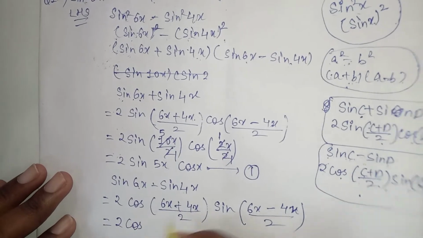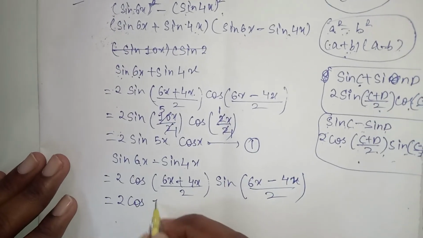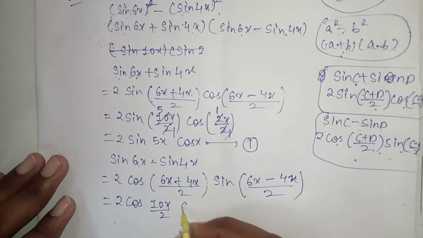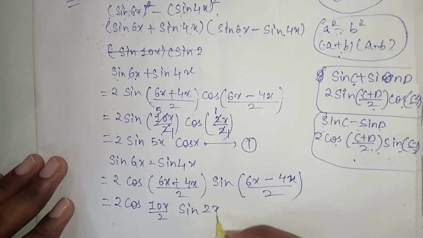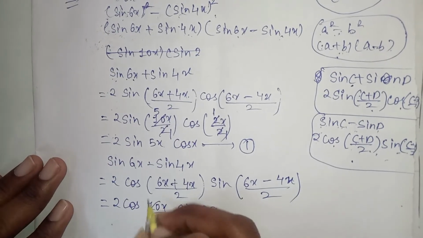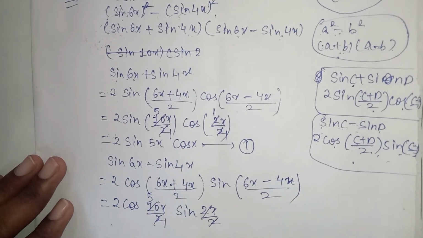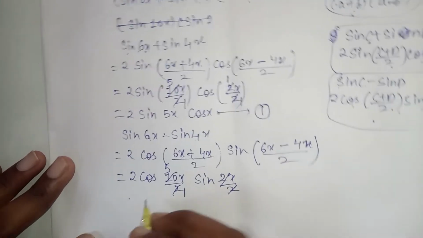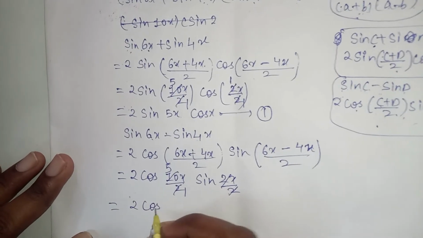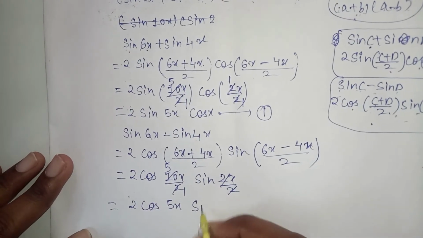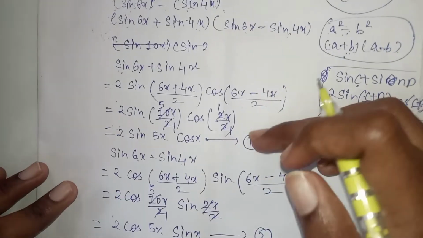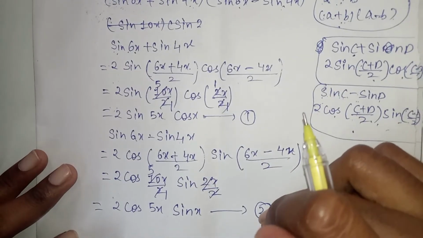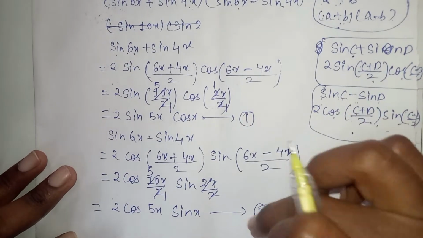2 cos (6x plus 4x)/2 into sin (6x minus 4x)/2, which is 2 cos 5x sin x. The 2s and 5s get cancelled. So 2 cos 5x sin x. Let us keep this as the second equation. So we have the first equation and the second equation. Let us combine both and keep them here.